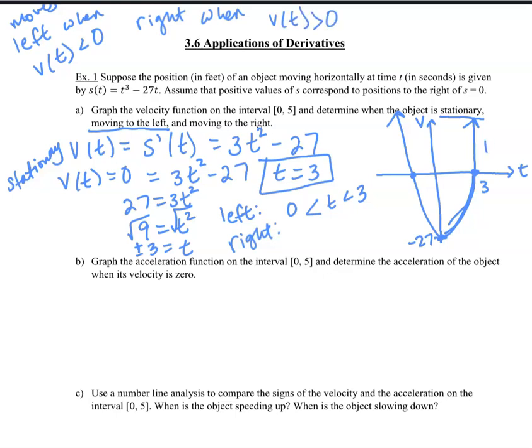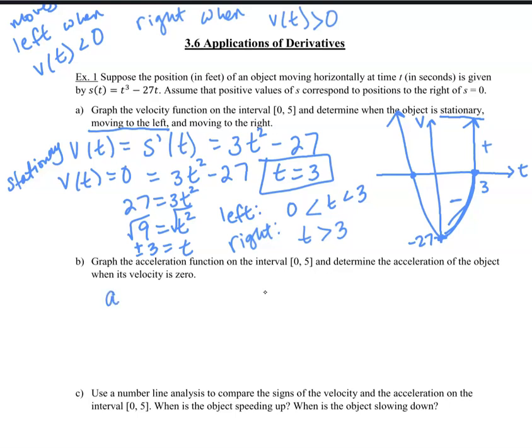So notice that the velocity is positive up here. It was negative down here, switches to positive up here, and that happens after t equals 3. So whenever t is greater than 3, our particle is going to be moving to the right. B says graph the acceleration function. So let's find the acceleration function first.